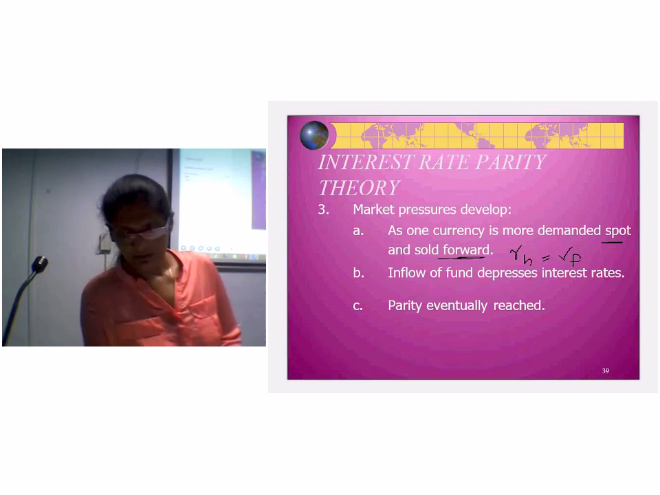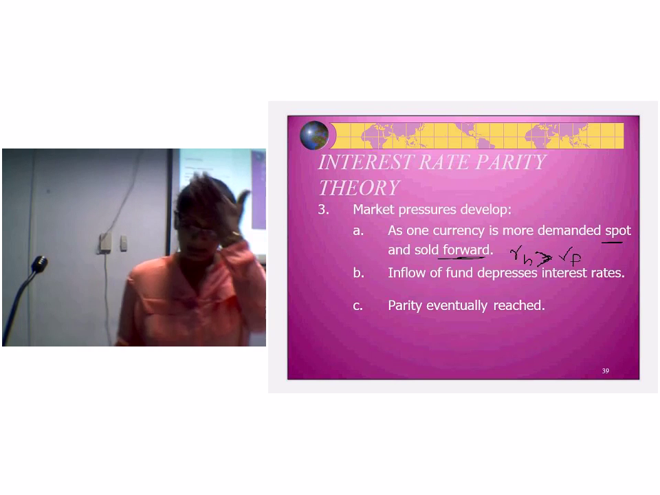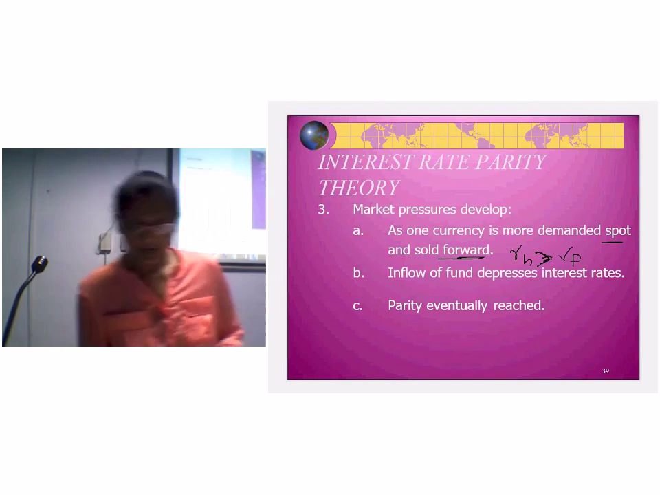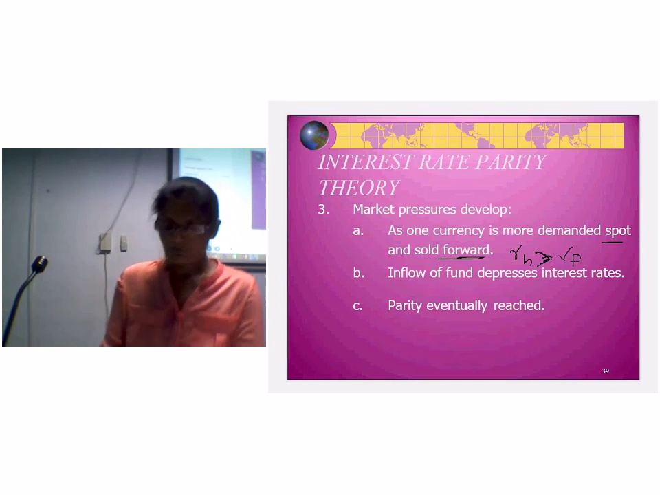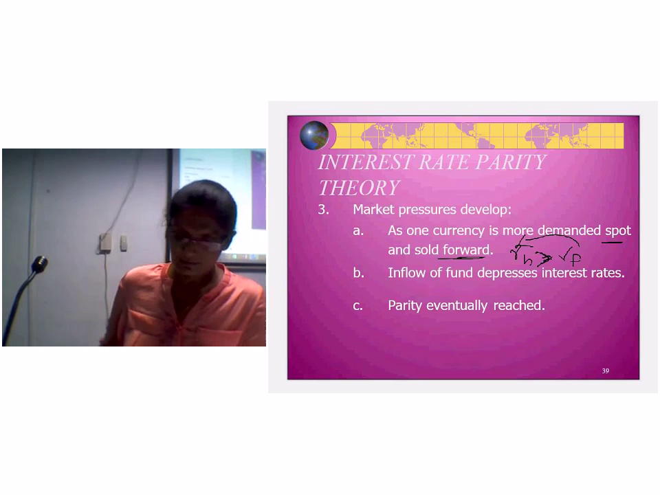If this is not equal, greater than or smaller than RF, then this can happen. Inflow of funds depresses interest rate. When RH is higher, funds will be moving from the foreign country to the home country. As a result of that, it will be depressing the interest rate, right?